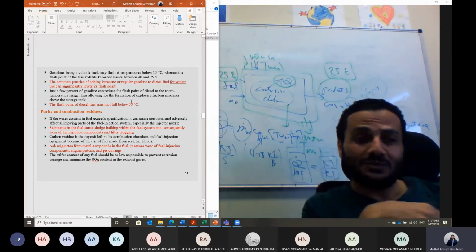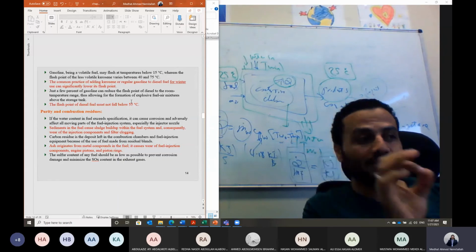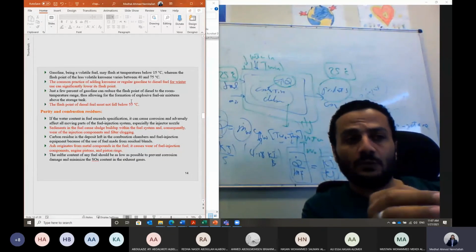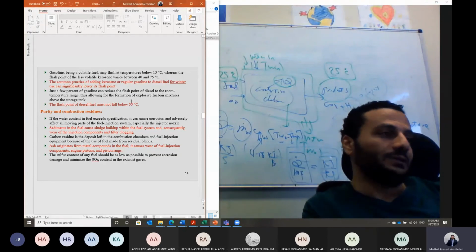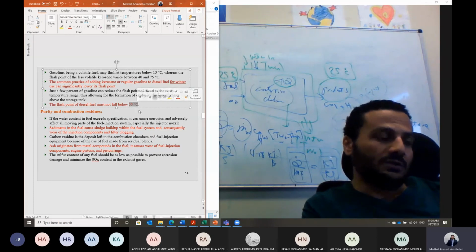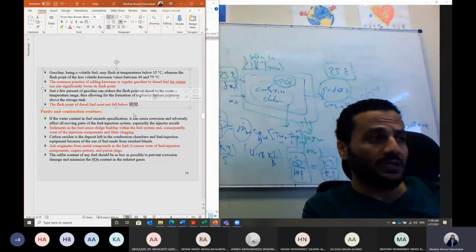But in some countries like Canada, they add some gasoline or some kerosene to the diesel fuel in the winter in order to improve the combustion characteristics. And anyway, diesel fuel should be kept at temperature. The flash point temperature should not be lower than 55 degrees C.